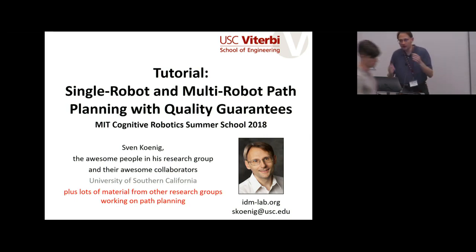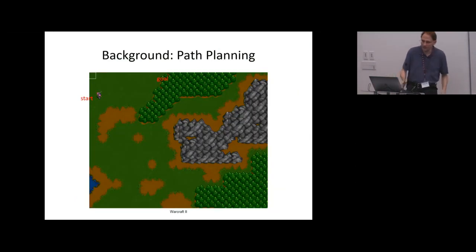Great, so I want to talk about single robot and multi-robot path planning with quality guarantees. Path planning is pretty easy, right? Nothing complicated. I will often use these game environments to demonstrate these various techniques simply because they're very visual. In the upper left corner, we have a game character. That's the start location. We are given a goal location, and we want to find a path for the game character from the start location to the goal location.